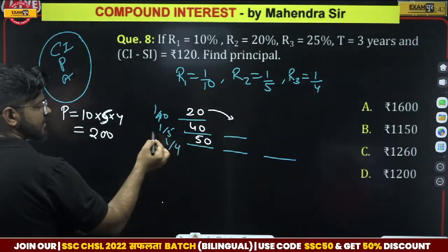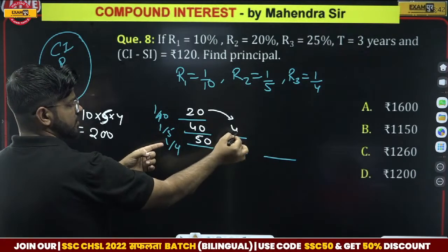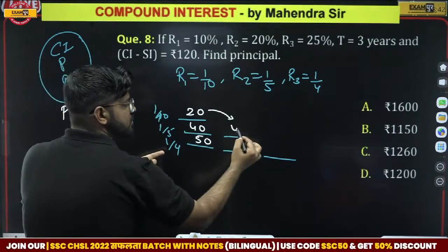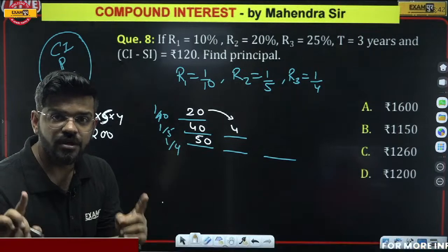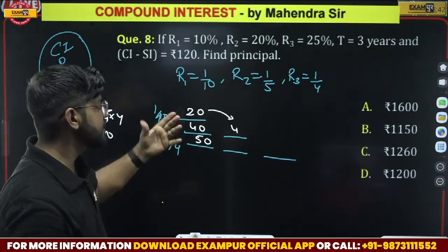Yes. 1 by 5 of 20, that means 4. And here we use double of that. No. Double, when we use double, we use double when the rate of interest is same.